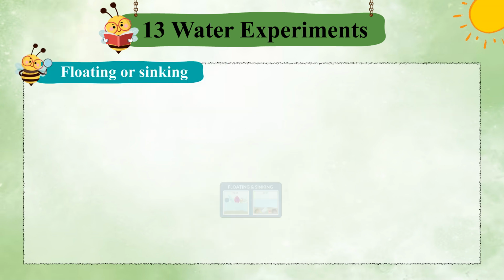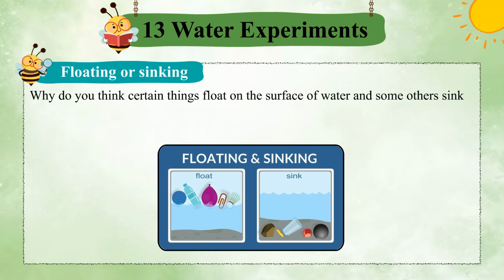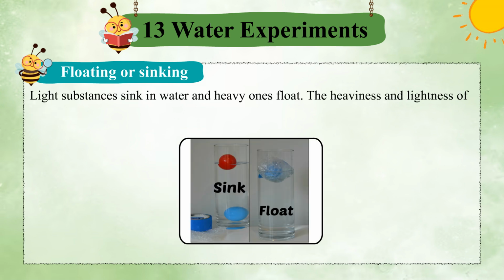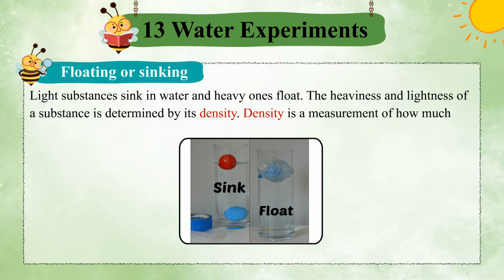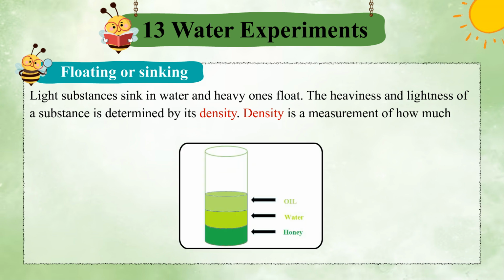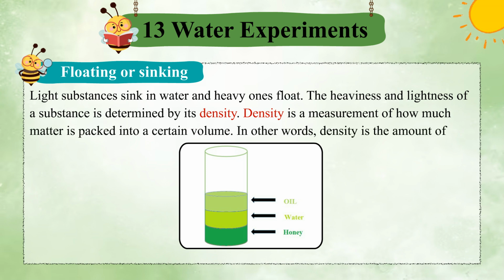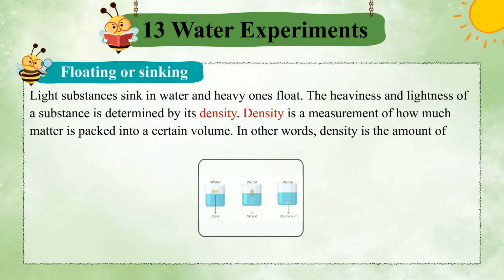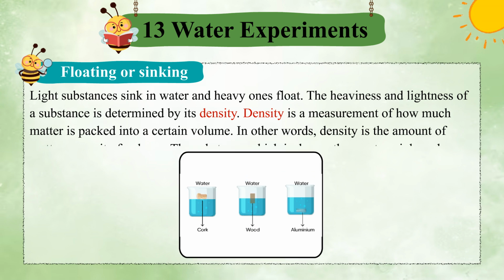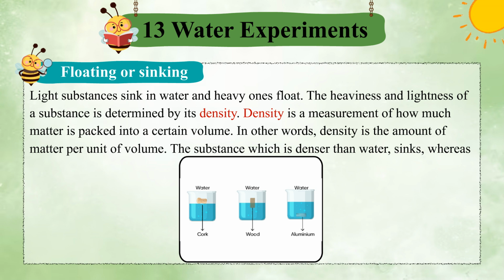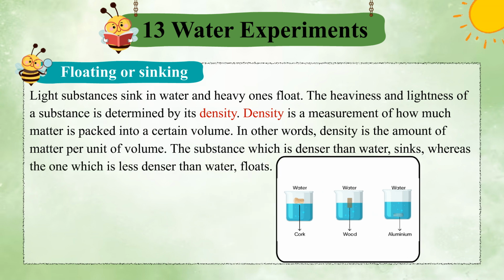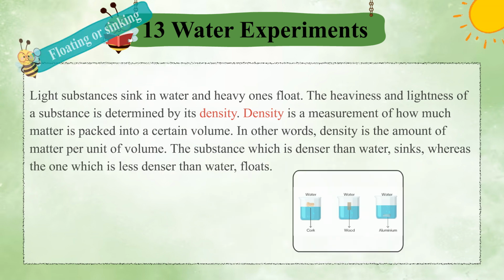Floating or sinking. Why do you think certain things float on the surface of water and some others sink into water? Light substances float in water and heavy ones sink. The heaviness and lightness of a substance is determined by its density. Density is a measurement of how much matter is packed into a certain volume. In other words, density is the amount of matter per unit of volume. The substance which is denser than water sinks, whereas the one which is less dense than water floats.